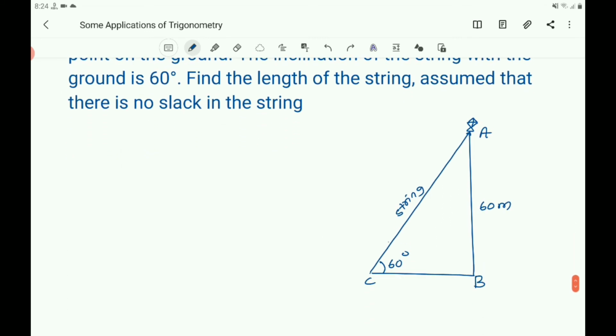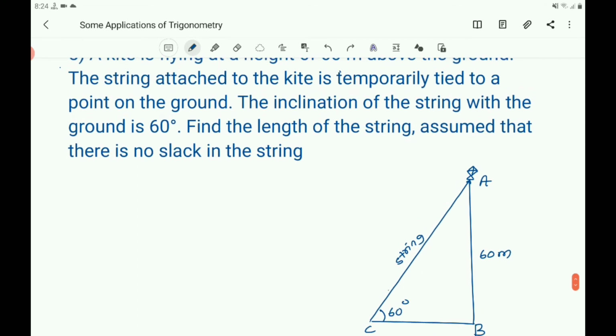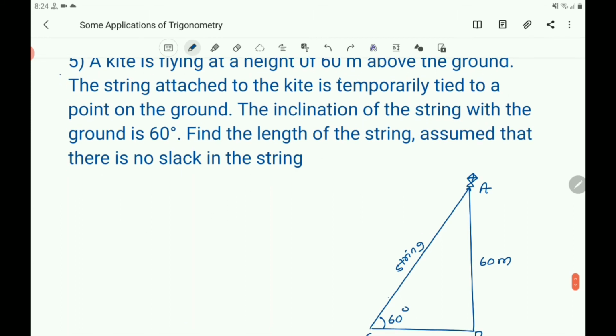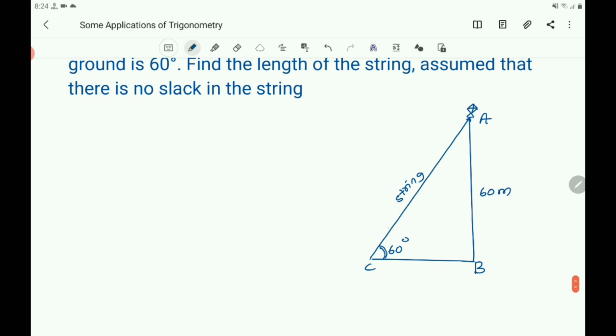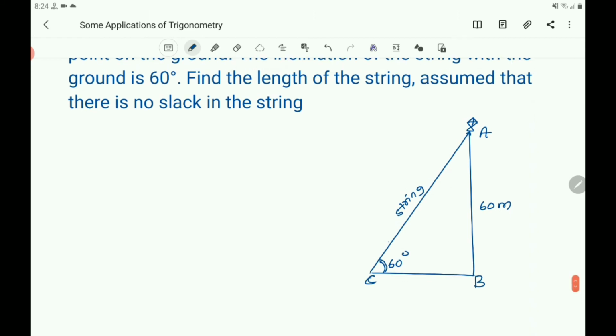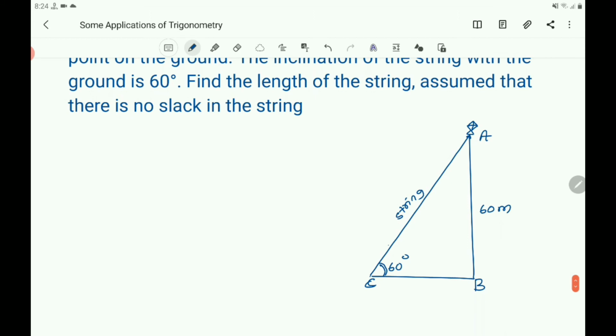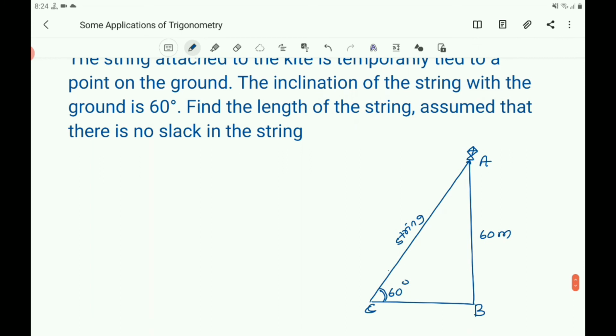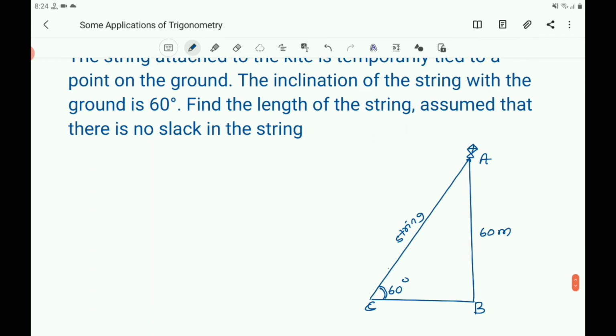AC is the length of the string. The inclination of the string with the ground is 60 degree. Here C is a point at which the string touches the ground, and the angle of inclination of the string with the ground is 60 degree. So what we have to find out? Find the length of the string, assuming that there is no slack in the string. Here the string is straight, so we have to find the length of the string.